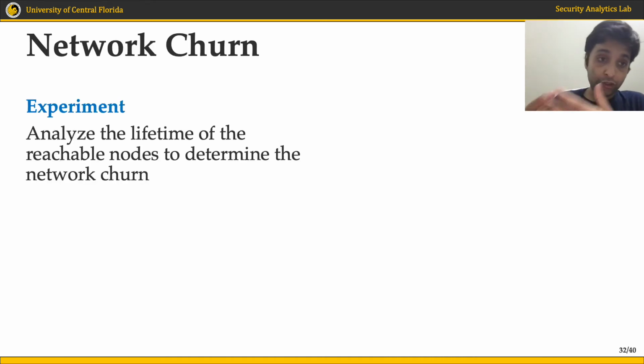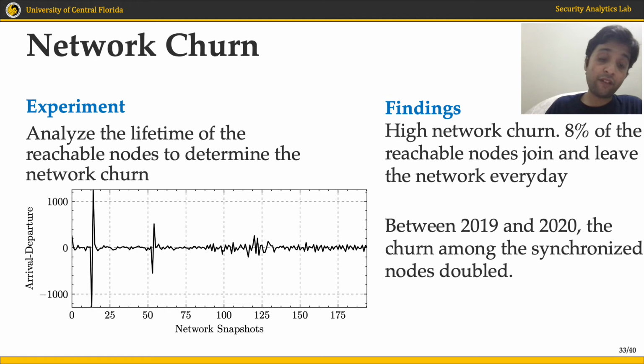Coming to the network churn, we analyzed the lifetime of the reachable nodes to determine the network churn. Our findings are as follows. First, we observe that there is a high network churn whereby 8% of the reachable nodes join and leave the network every day. However, the surprising insight was that between 2019 and 2020, the churn among the synchronized nodes had actually doubled, which indicates that perhaps churn is the most dominant factor that has contributed in the last couple of years to the deterioration of synchronization.